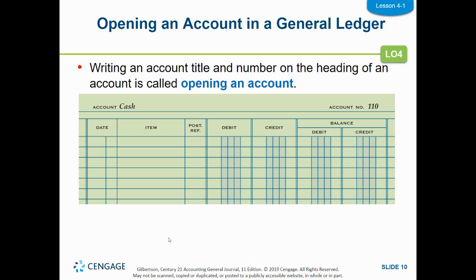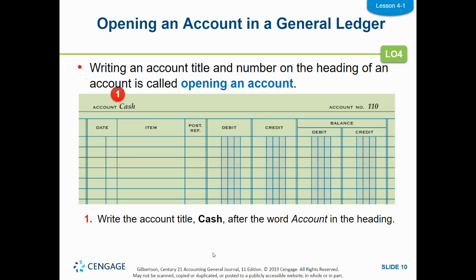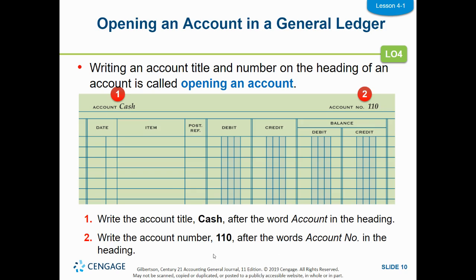So when you're going to open a new ledger form, that's what this is, and open that account, you simply do it by writing the name of the account next to the word account and the account title. And that opens up your account for you. So you have to do that for a different form for every account in your chart of accounts.